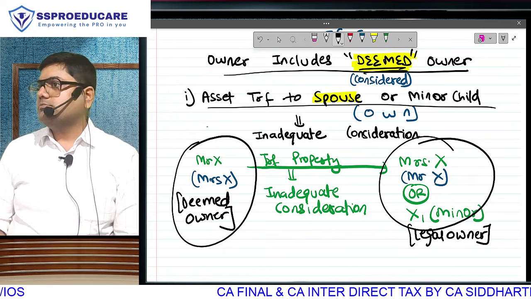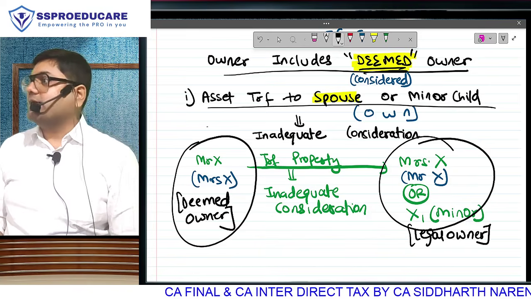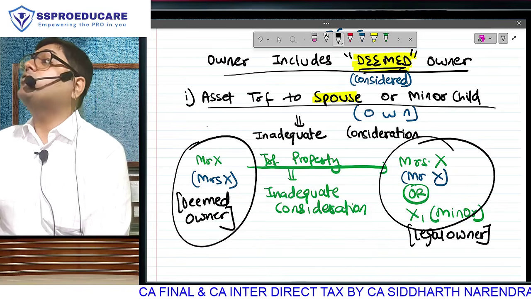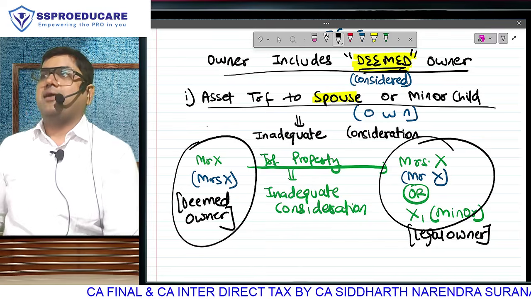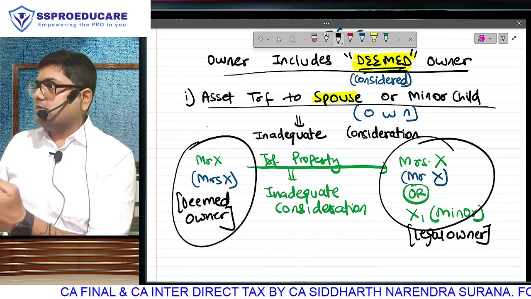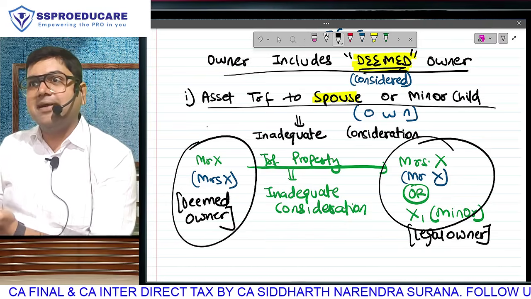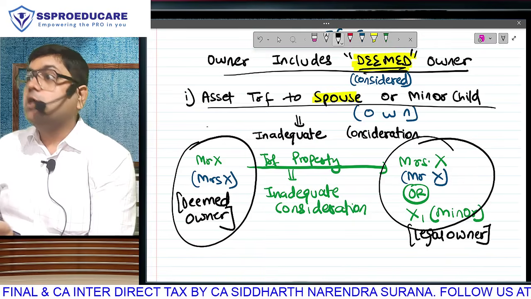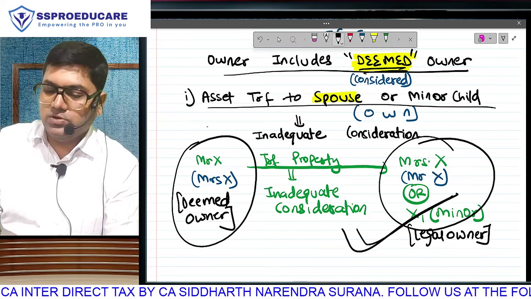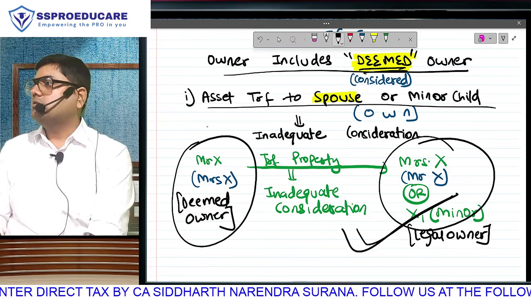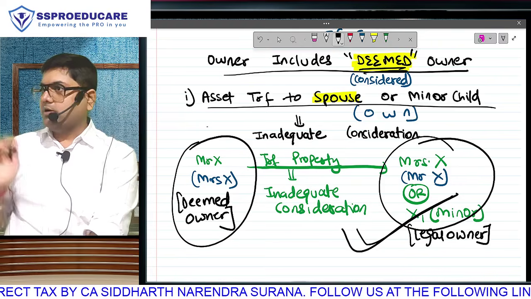आप समझा क्या? So inadequate consideration is important because the moment you take adequate consideration and you pay tax on capital gain, we don't want to apply deemed donor. ये clear हो जाए that supposingly I have sold the property at a proper price and paid tax on capital gains. तो deemed donor का concept not applicable. This person is the legal owner as well as income tax owner. So inadequate consideration का condition is very very important.